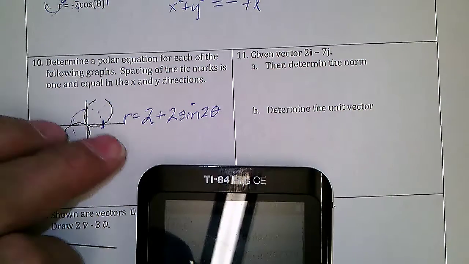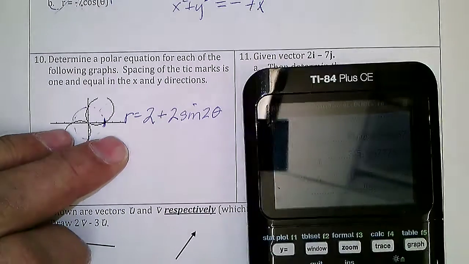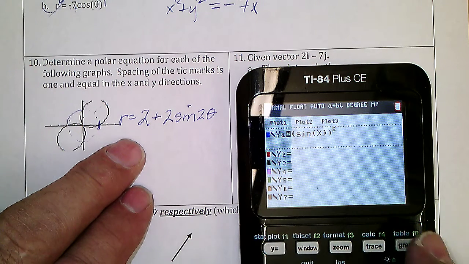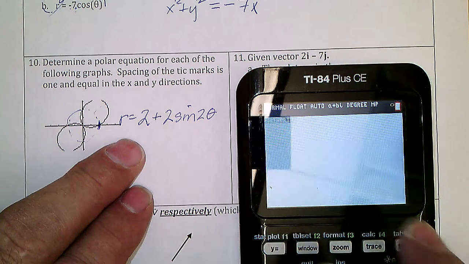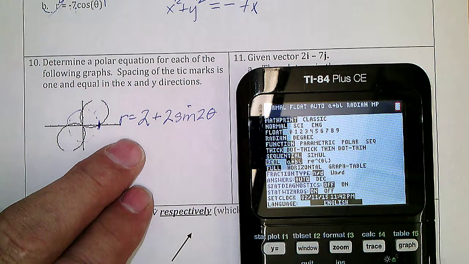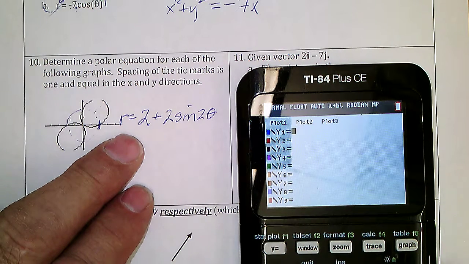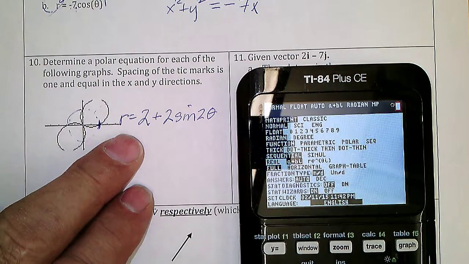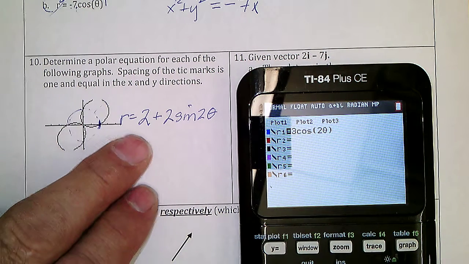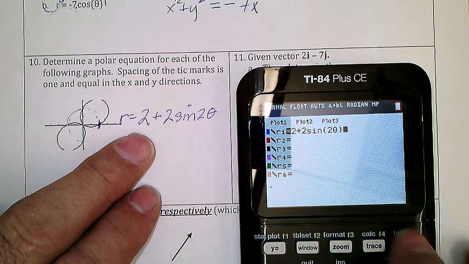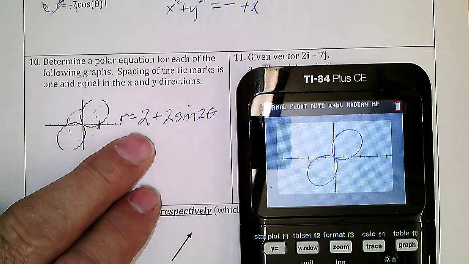And now a lot of people left the r off, and I didn't dock you on this, but if it was a test, I would, on the retest, I will. Now we need to make this be in radians to make this graph correctly. And so we go to y equals, r equals mode, polar. Now we can go here. 2 plus 2 sine 2 theta, and graph. And it looks correct.